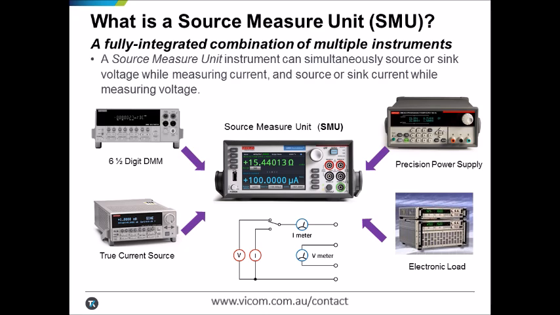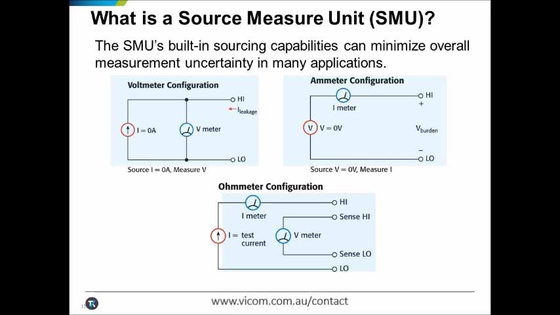Assembling separate power supply, DMM, and active loads puts the coordination, wiring, and control burden 100% on the user, whereas the SMU significantly simplifies setup and operation. Because of its built-in sourcing capabilities, an SMU can minimize overall measurement uncertainty in many applications. The first diagram shows the basic voltmeter configuration for an SMU. Here, the built-in current source can be used to offset or suppress any system-level leakage currents, such as cable noise, that could cause unwanted errors in voltage measurement applications.